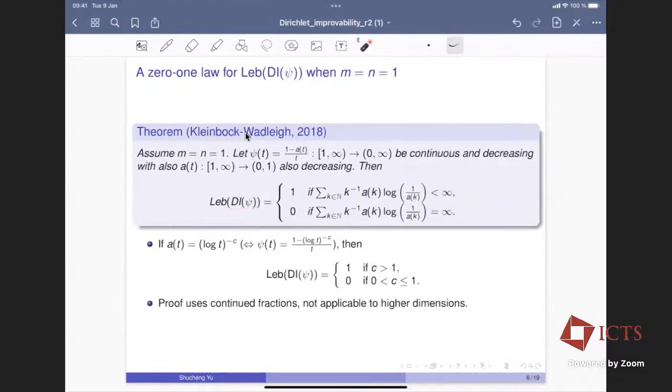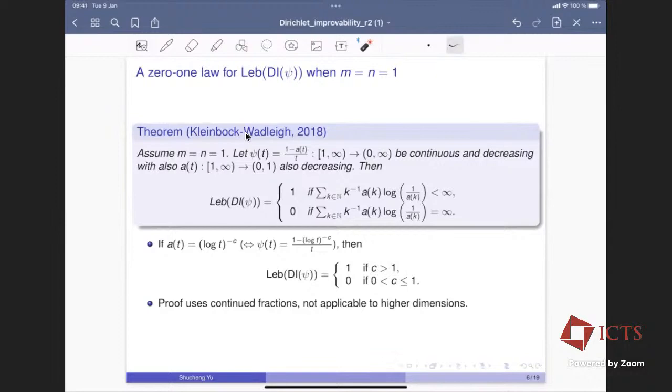Here's an example. If I take a(t) to be this log function, so a(t) equals (log t) to the power minus c, where c is some positive number, or equivalently psi(t) is 1 minus (log t) to the power minus c over t, then with a simple calculation you will see that if this exponent c is greater than 1, this series would be convergent, and their theorem tells you that the set D(psi) has Lebesgue measure 1. If the exponent is greater than 0 and smaller than or equal to 1, then the series will be divergent, and the set D(psi) would have Lebesgue measure 0. The proof uses continued fractions, but right now we don't know if it's applicable to higher dimensions, so there are some limitations for their proof.